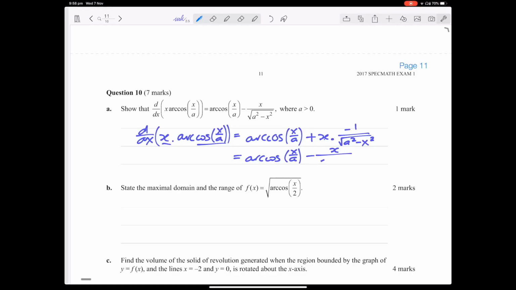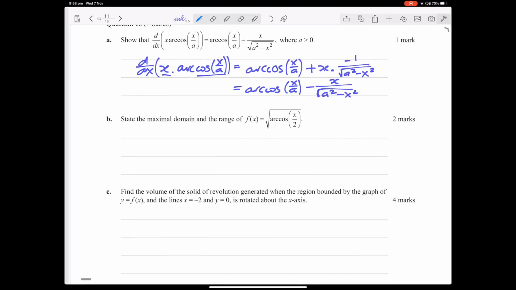x on, I don't know how they show that, it's just stupid because you pretty much just go straight to the answer, a squared minus x squared, and there's only 2 lines.